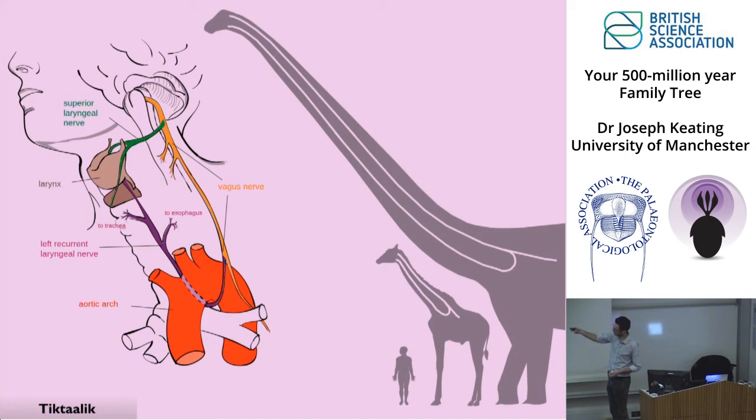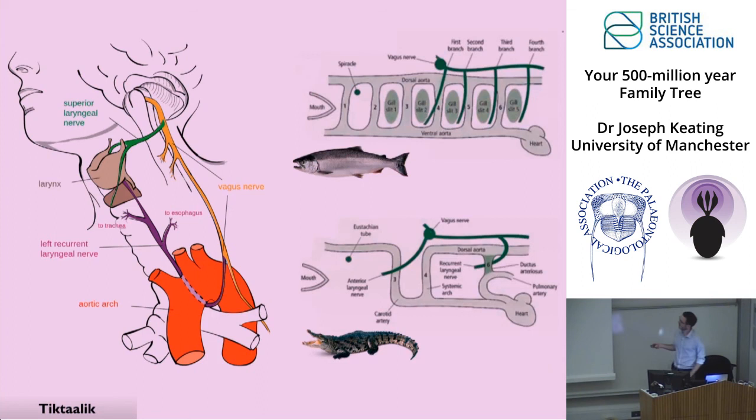You'd do the direct path, but it does this weird detour, which in humans is only a slight detour, but in a giraffe or a great big dinosaur, it's an absolutely ridiculous detour of like several meters, making it one of the longest cells in the body. This is explained when we look at the evolution of the recurrent laryngeal nerve.